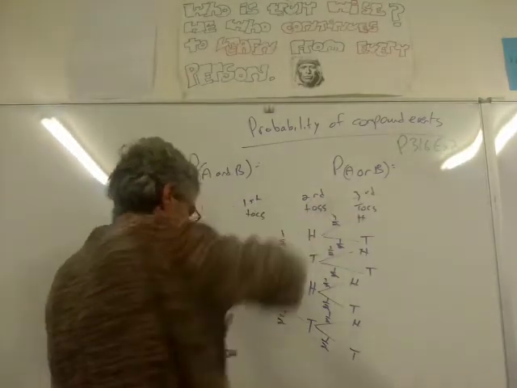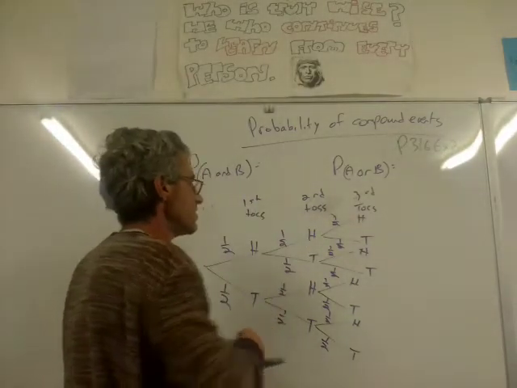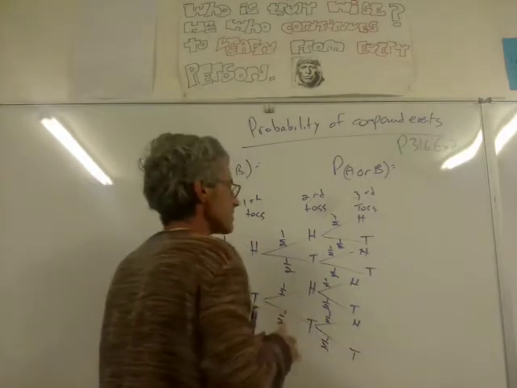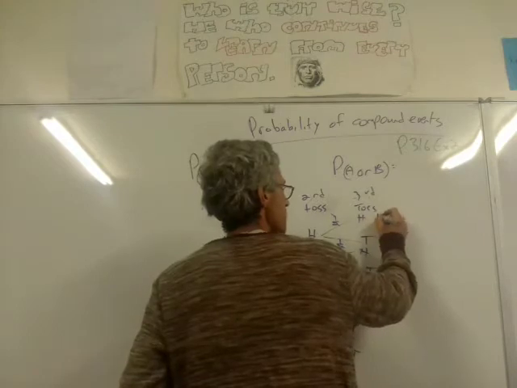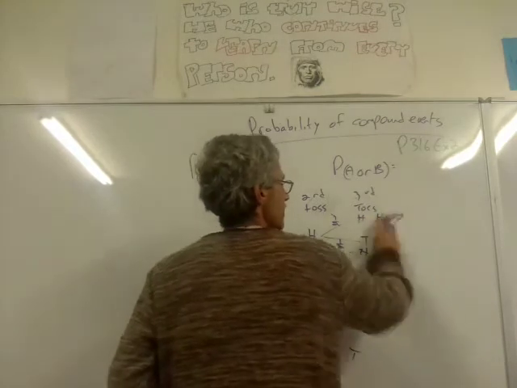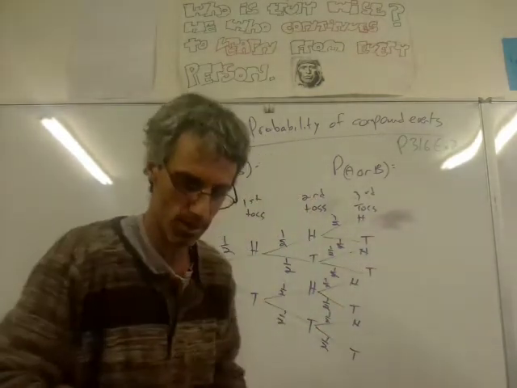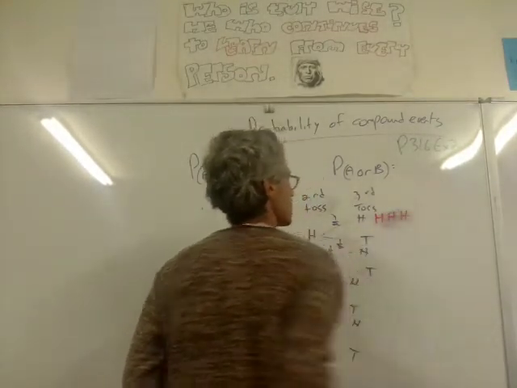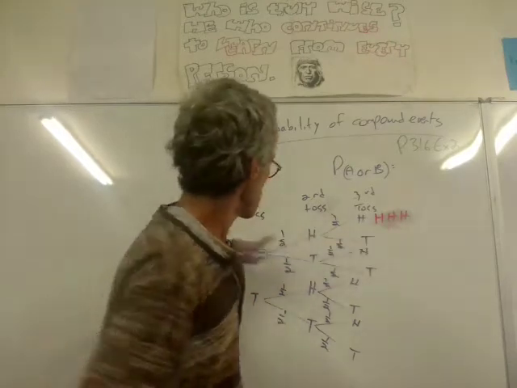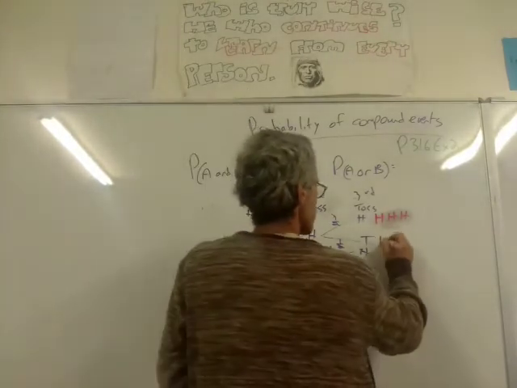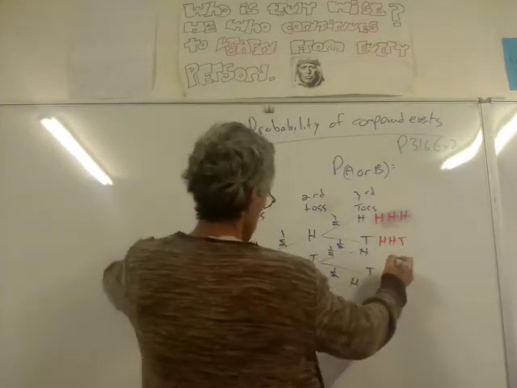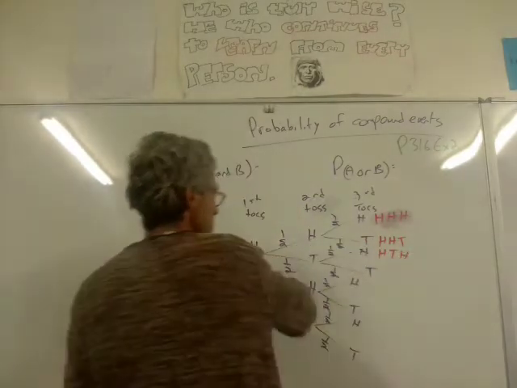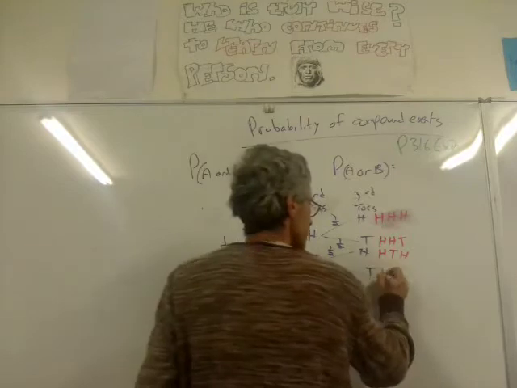Now, what did I get? If I go through this whole branch, what did I actually get? I got a head, and a head, and a head. So the event was head, head, head. Let's do a different color so we can separate it. What did I get if I went through this branch? Well, I got head, head, and a tail. Here I got head, tail, and a head. Here I got head, tail, and tail.